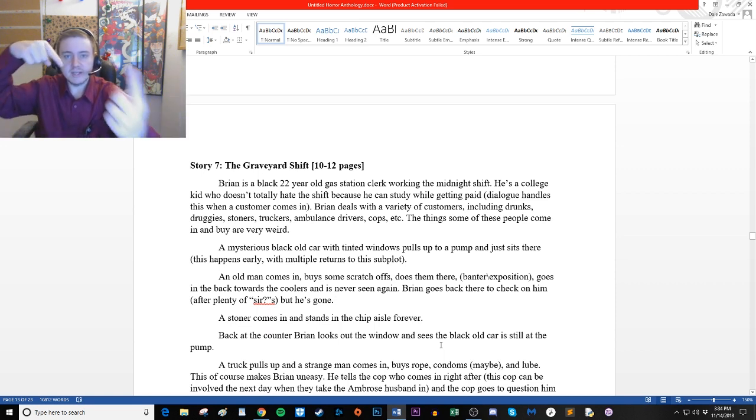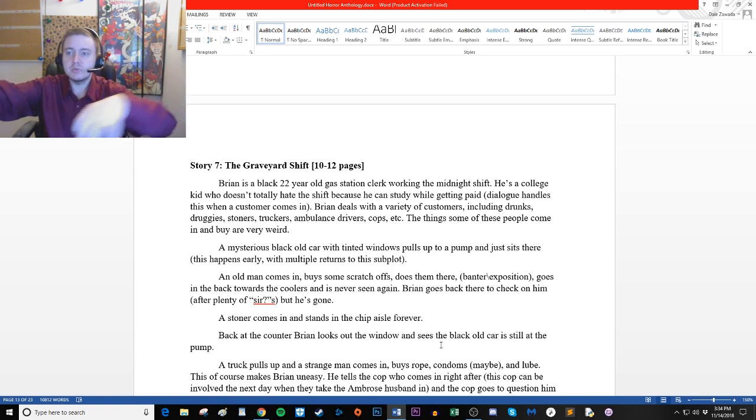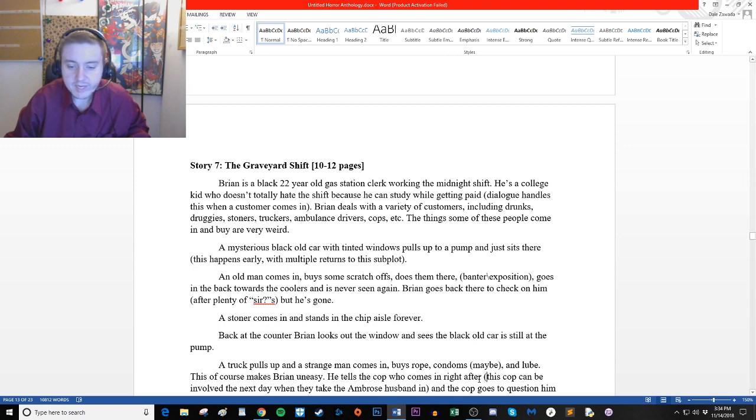So it's almost like they cross paths, or he goes back to his truck as the cop's pulling up. So they're there at the same time. And he tells the cop who comes in right after. And this cop can be the same cop that we can use in the Ambrose haunted house ending when he gets taken away by the police. Why not this guy? That's fun.